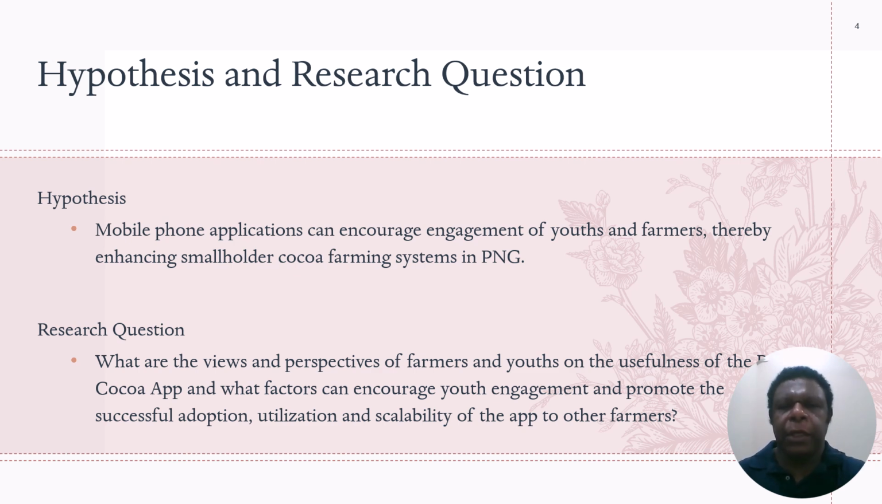So here we have the hypothesis and the main research question. For hypothesis, we have: mobile phone applications can encourage engagement of youths and farmers, thereby enhancing smallholder cocoa farming systems in PNG. And the research question posed is, what are the views and perspectives of farmers and youths on the usefulness of the PNG Cocoa app, and what factors can encourage youth engagement and promote successful adoption, utilization and scalability of the app to other farmers.